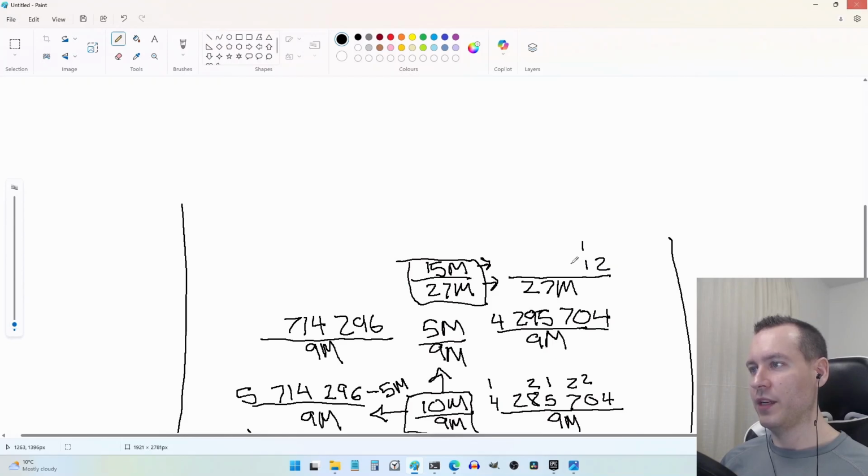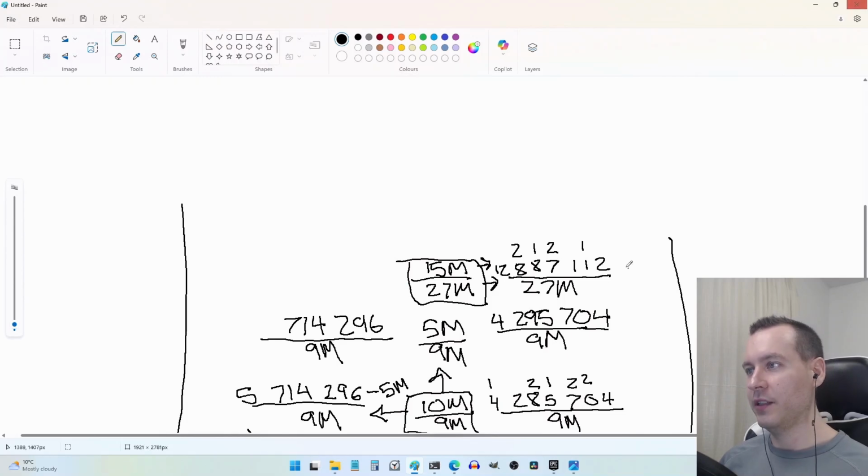7 times 3 is 21. 5 times 3 is 15, carry the 2 is 17. 9 times 3 is 27, carry the 1 is 28. 2 times 3 is 6, carry the 2 is 8. 4 times 3 is 12.